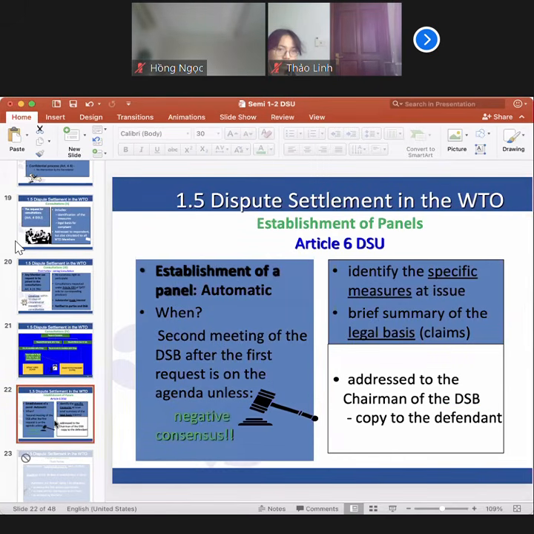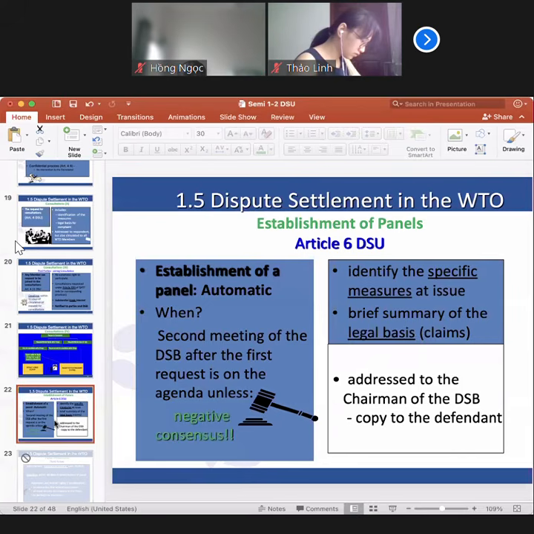Now, if the case moves to the next stage, then a panel will be established automatically by applying negative consensus. In the request for establishing the panel, the complaining party has to identify the specific measures which are raising the dispute. They also have to provide a brief summary of the legal basis that their claim is based on. They also have to explain or prove how the consultation has failed.